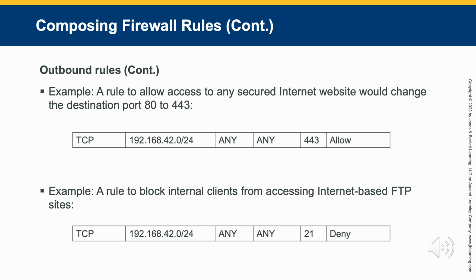Here's another rule. A rule to block internal clients from accessing internet-based FTP sites would be protocol TCP, the source network, any source port, the destination would be any address on port 21, deny.